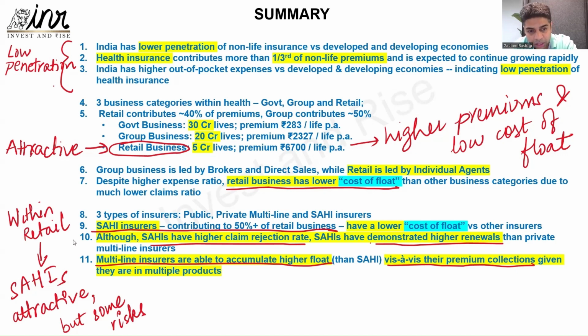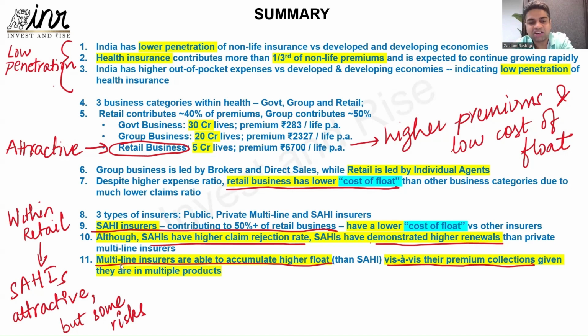Now we just looked at an unpleasant metric for these Sahi companies, which is a very high claim rejection rate. Although they have a high claim rejection rate, they have been able to demonstrate high renewals as well. So it depends upon you whether that's a deal breaker or not. Personally, it's not a deal breaker for me, because there's a massive growth runway in this segment. But obviously that metric needs to be tracked in the future. Then we established that retail is attractive, and within retail, the Sahi segment is attractive, and it comes with its own share of risks, like the one we just spoke about.